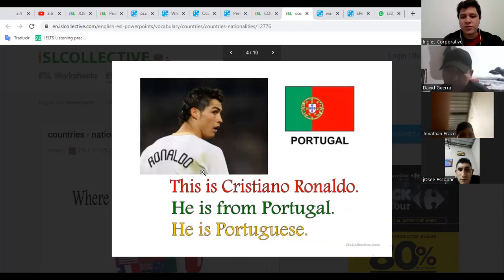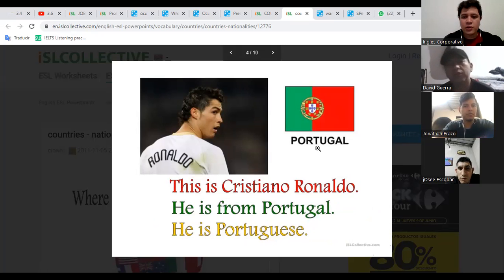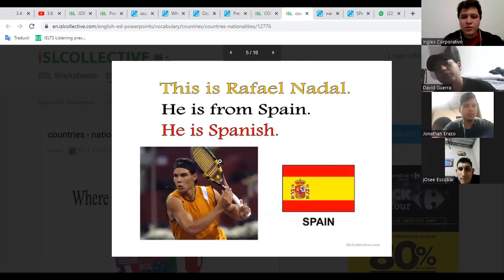Now, this one. I know some of you know, right? This is Cristiano Ronaldo. He's from Portugal. So he is Portuguese. He's Portuguese. Él es portugués, right? So you see? Now let's move on.